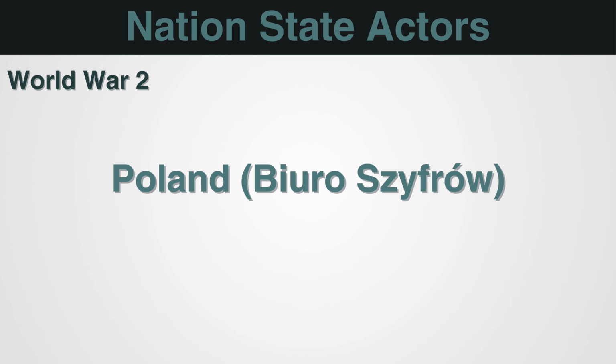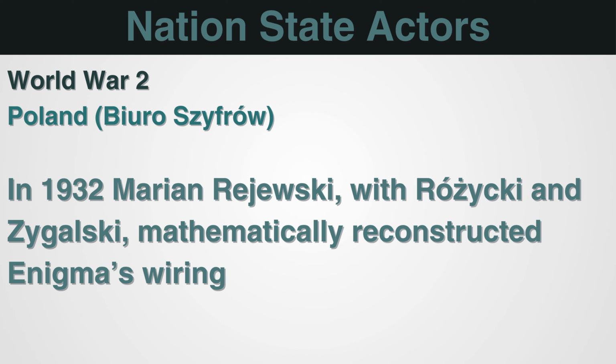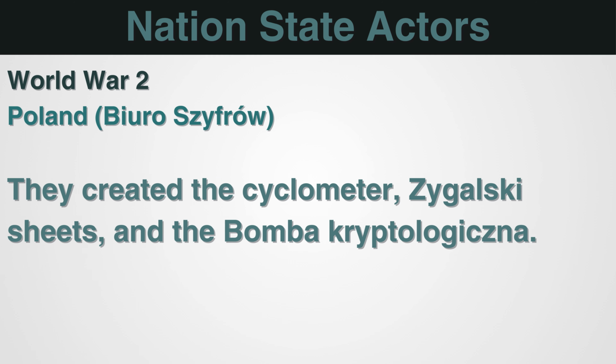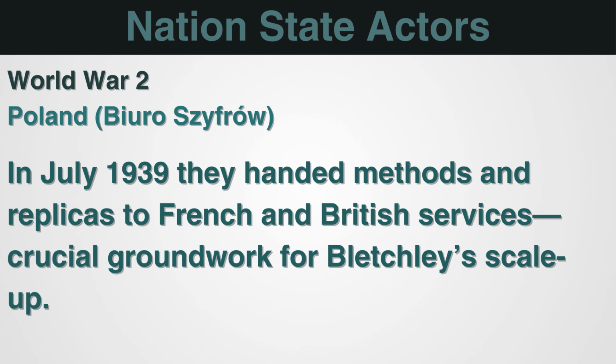Poland, Biuro Szyfrów. The Polish Cipher Bureau is the first part I'll mention. In 1932, Marian Rejewski, Jerzy Różycki, and Henryk Zygalski, 3 brilliant Polish mathematicians, laid the mathematical foundations for breaking Enigma. They mathematically reconstructed Enigma's wiring, created the cyclometer, a device used to catalog Enigma permutations, as well as Zygalski sheets and the Bomba Kryptologiczna. In July 1939, they handed methods and replicas to French and British services, which laid crucial groundwork for Bletchley's scale-up.